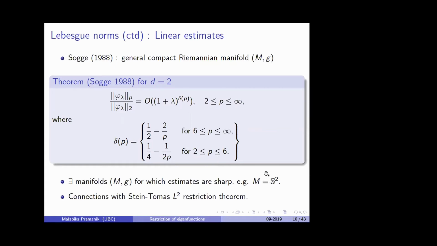The estimates are sharp for the two-sphere, and indeed, the Stein-Tomas restriction theorem on the sphere was an inspiration for an initial version of this result on this very special manifold.